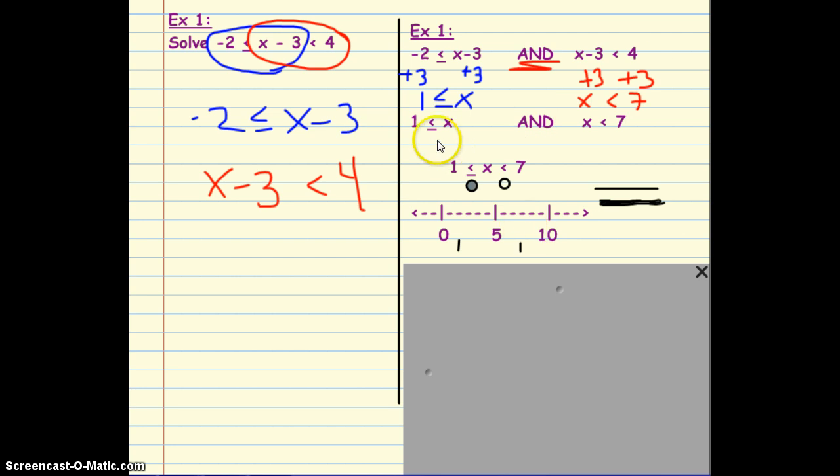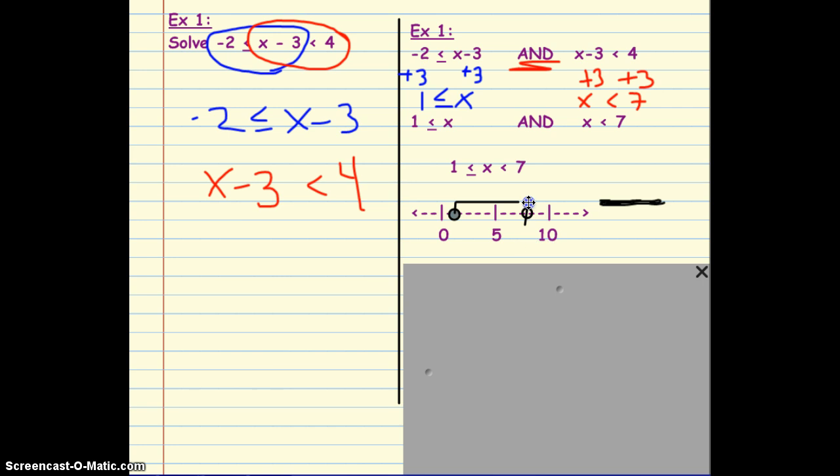Then we can graph them separately though. If 1 is less than or equal to x, that means we're going to go to 1, and it has to be less than or equal to, so that's going to be my closed in dot, right here at 1. And the x has to be more than that, so I'm going to go to the right. Alright, if I take my other inequality, x has to be less than 7, so that's my open dot. Less than 7. 5, 6, 7 is going to put me about right here.